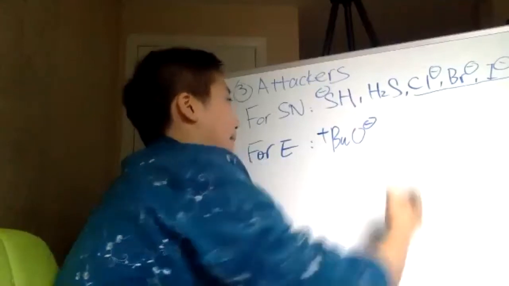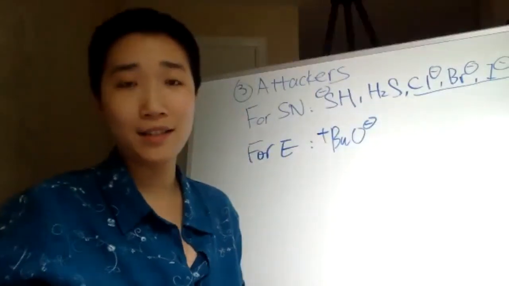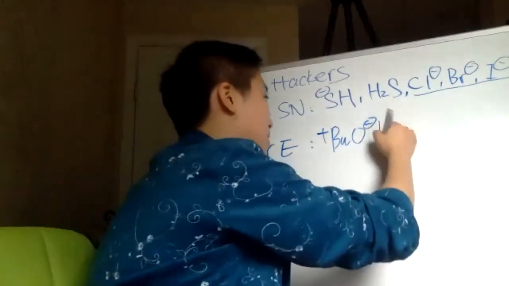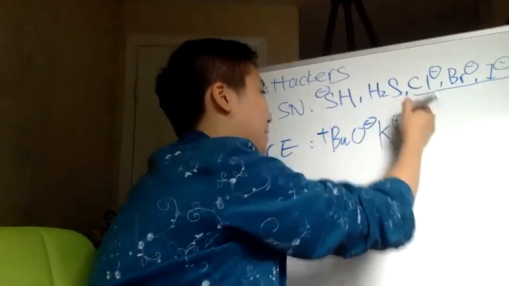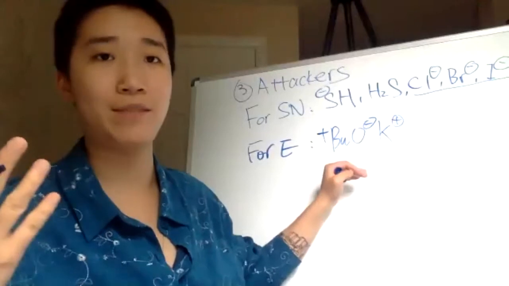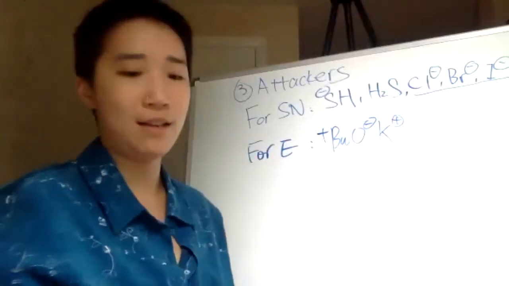Tert-butoxide. A lot of times you will see tert-butoxide written like this, or sometimes you could see the counter ion as well. So I'm going to give you a common counter ion, which is potassium. If it's written this way, it means that the tert-butoxide is the active part, whereas the potassium is just a spectator ion.